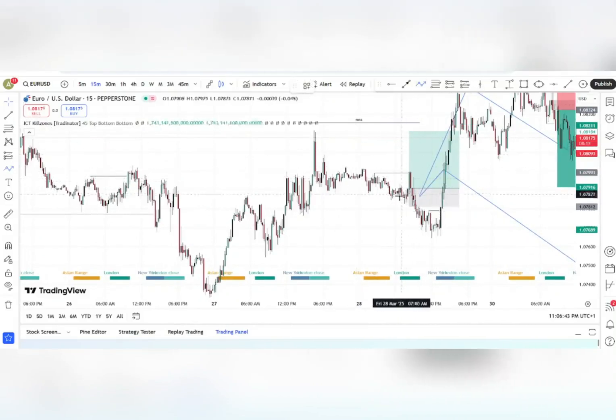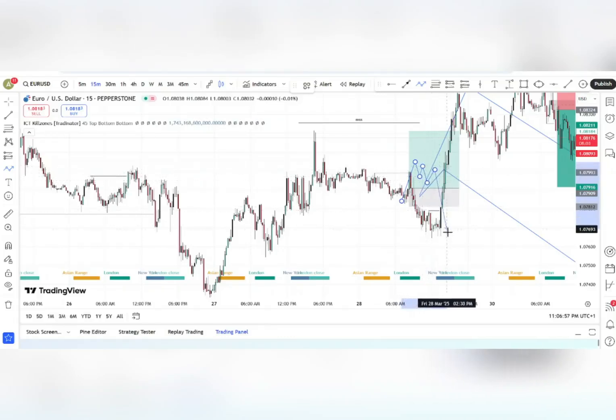I was expecting price to drop. So for price to drop, I was expecting a kind of raid. Maybe I was expecting price to go higher, then maybe break structure, as the case may be. Then I can venture now and sell down.